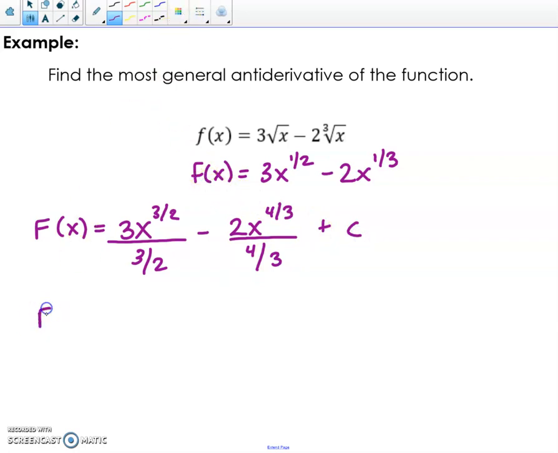To clean this up a little bit, we're going to just divide. When we divide 3 by 3 halves, it's the same thing as multiplying 3 by 2/3, so we get 2x to the 3 halves. And then here, 2 divided by 4/3 is really 2 times 3/4, which is 3 halves, x to the 4/3, and then plus c.